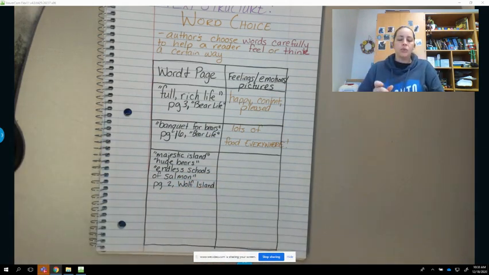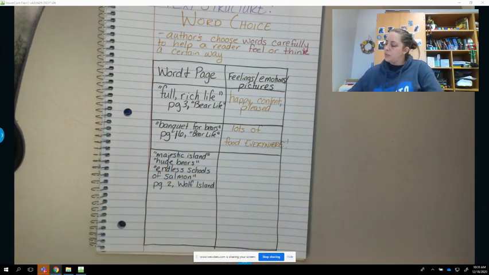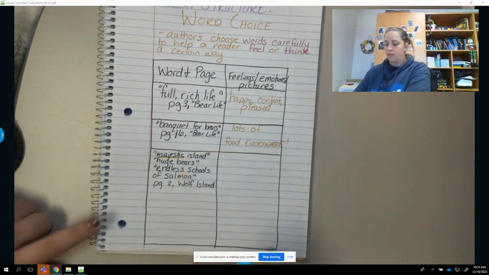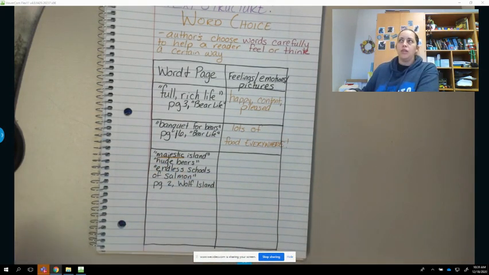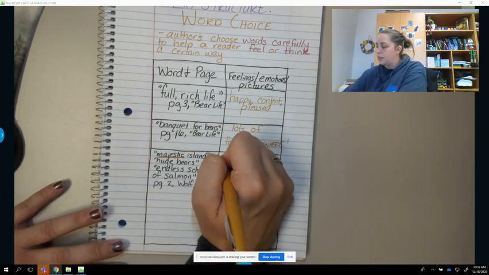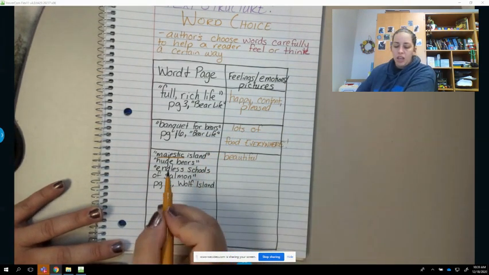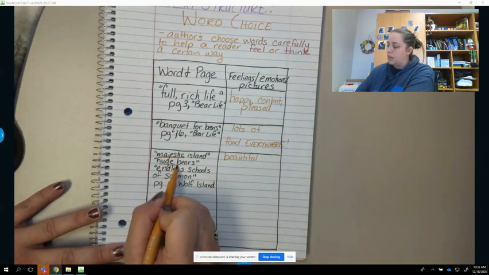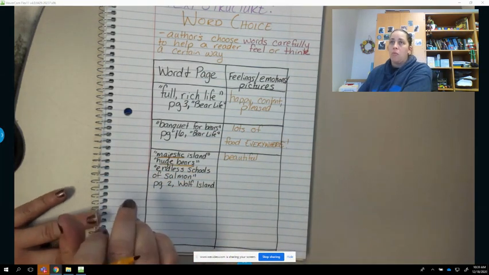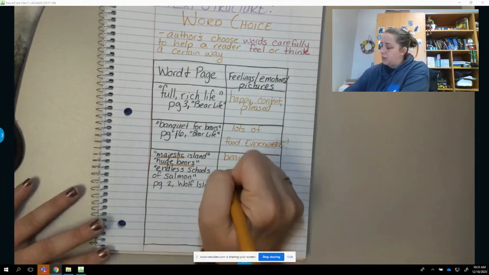Okay. And so when I'm thinking of this on Wolf Island, I'm thinking of, what does majestic make you think of? If you're thinking of something that's majestic, I think of something that's beautiful. Huge bears. If I'm looking at huge bears, I mean, little baby bears are really cute, but huge bears? I don't think I would want to meet those.